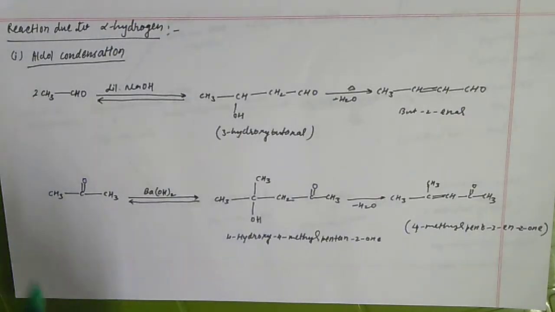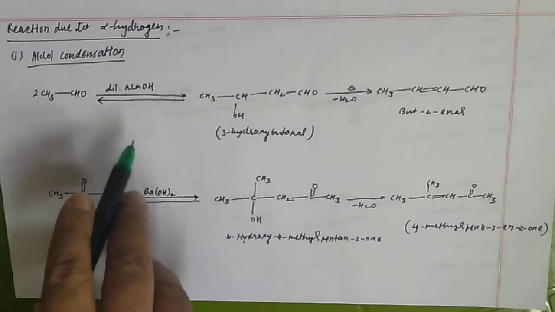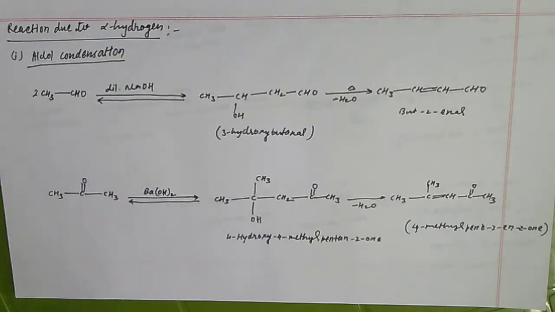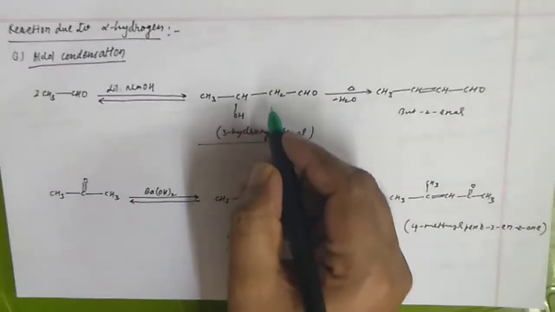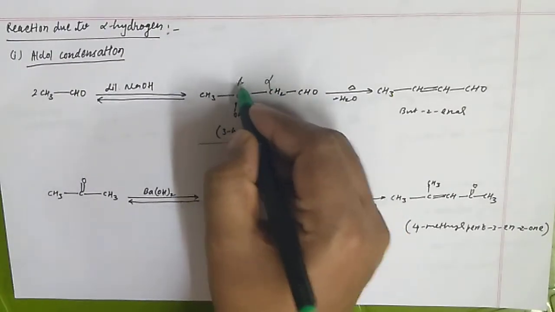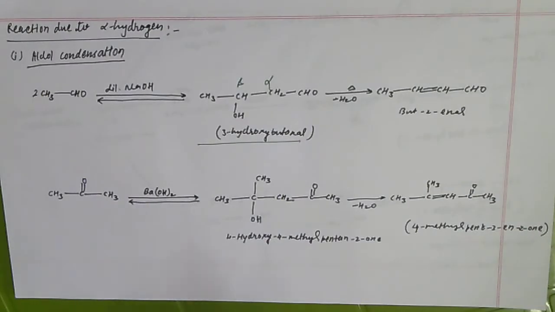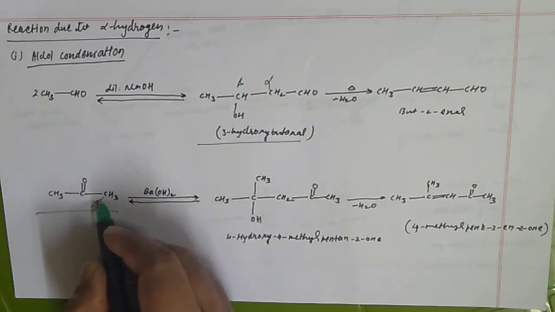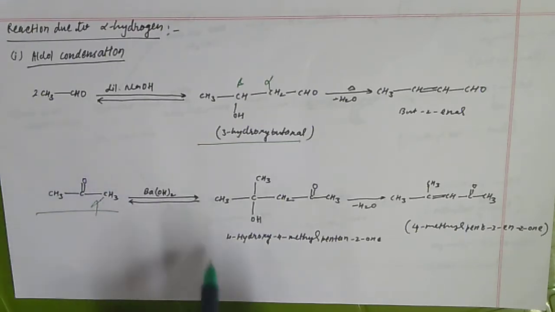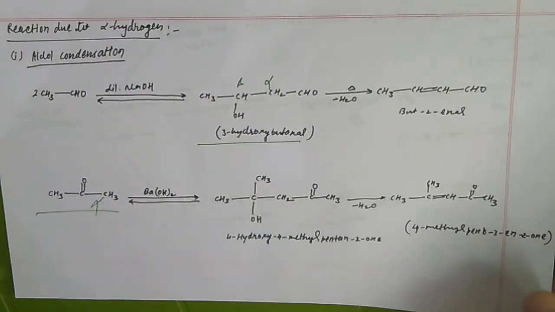Here, if you take 2 moles of acetaldehyde and treat with sodium hydroxide, it will give 3-hydroxybutanol, which can also be written as beta hydroxybutanol, and on the loss of a water molecule it will give but-2-enol. Ketones also have alpha hydrogen, so they will also undergo the aldol condensation in the presence of base and give the condensation product.